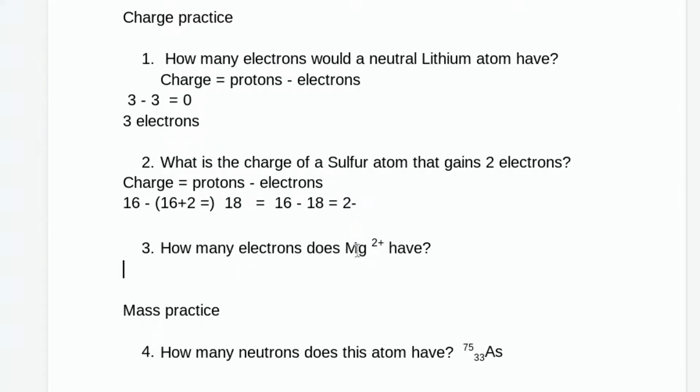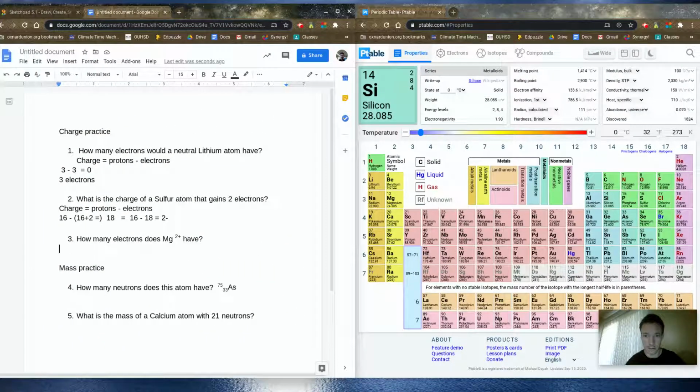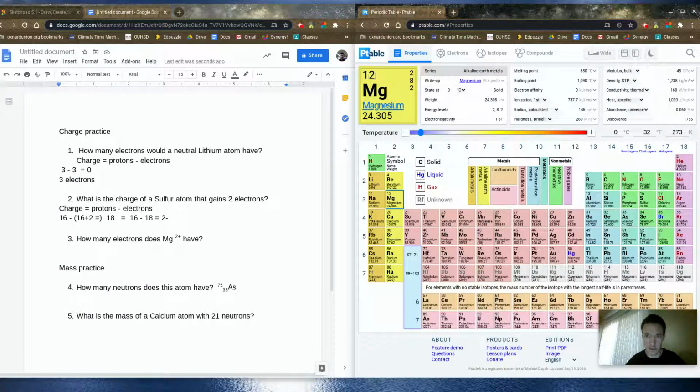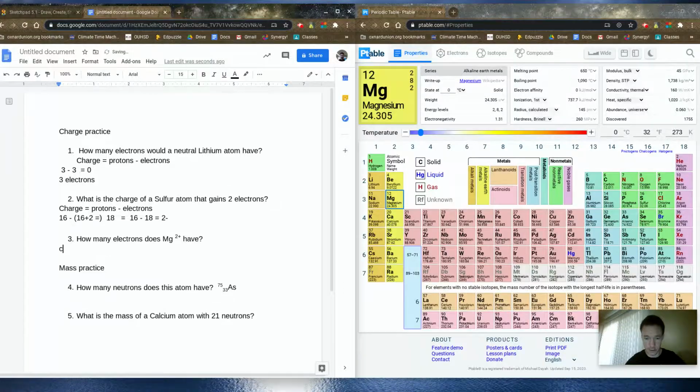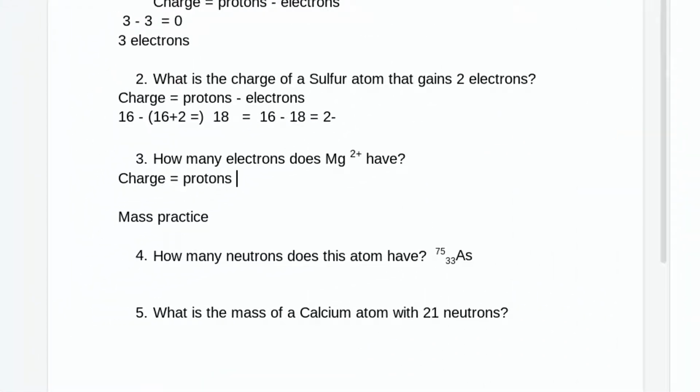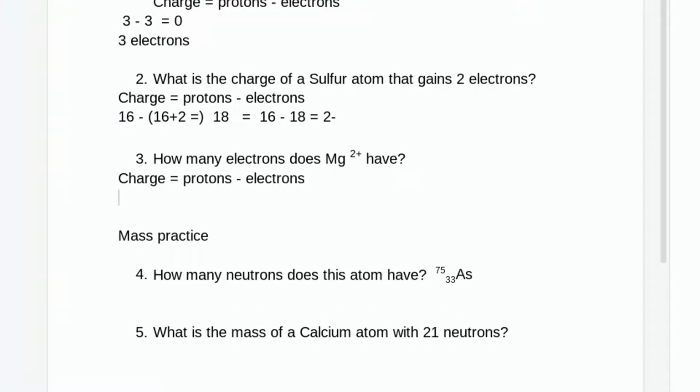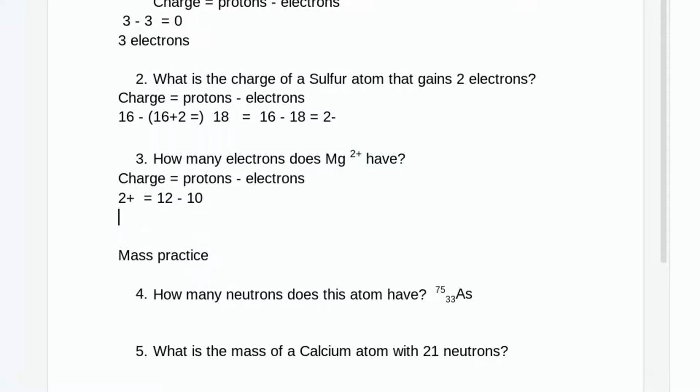Okay, how many electrons does magnesium with a 2 plus charge have? The 2 plus charge, you see it in the top right here? That's the charge, so it's a 2 plus charge. Okay, so first let's find magnesium on the periodic table, and it has 12 protons. So again, charge equals protons subtract electrons. And in this case, the charge is 2 plus. We know the number of protons is right there in the periodic table. It's 12. So 12 protons minus what to give us 2 plus? 10. 12 minus 10 is positive 2. So the answer is 10 electrons.